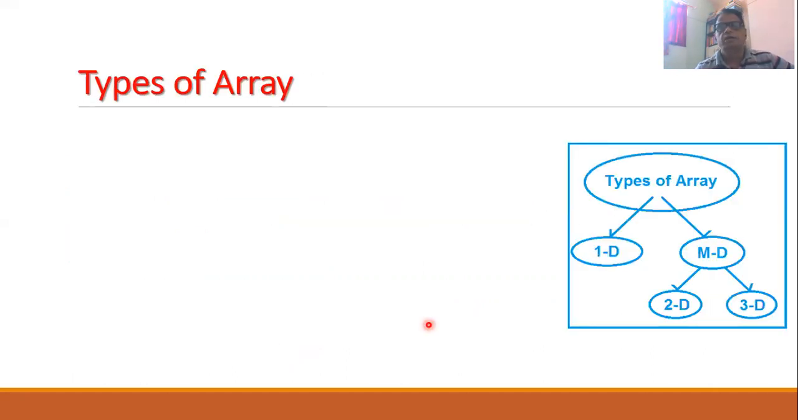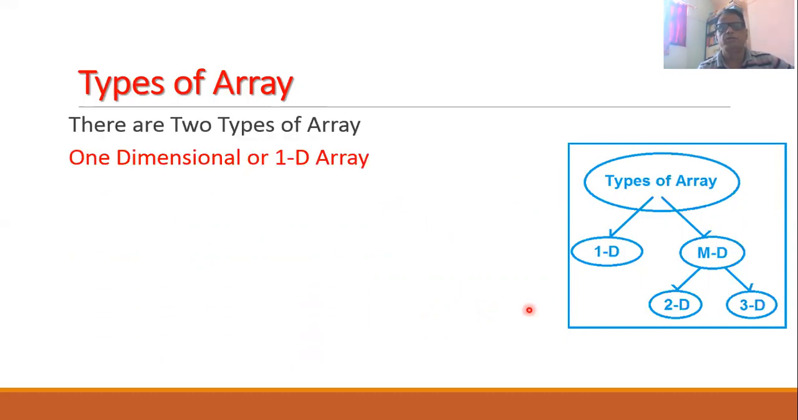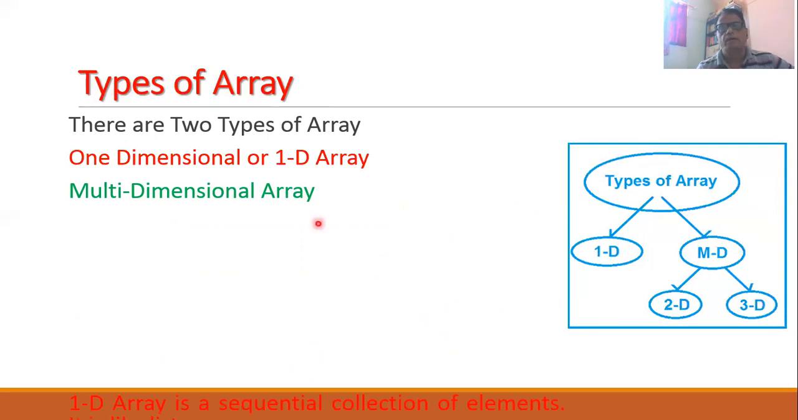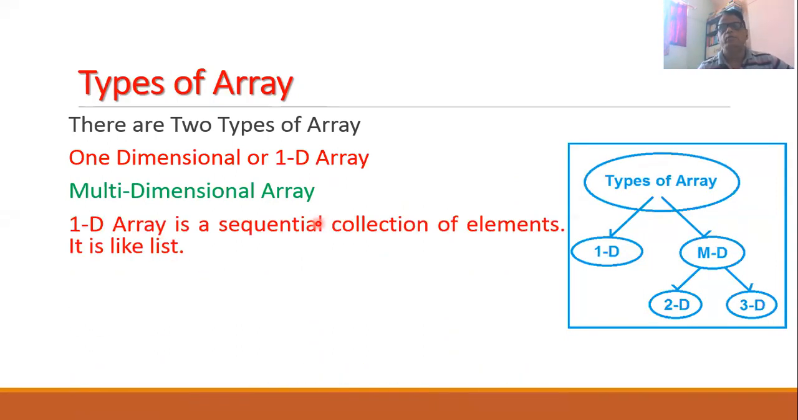There are basically two types of arrays in C programming language. The first type is called a one-dimensional array or 1D array, and the other is called a multi-dimensional array. A one-dimensional array is a sequential collection of elements. So a one-dimensional array is also called a list.